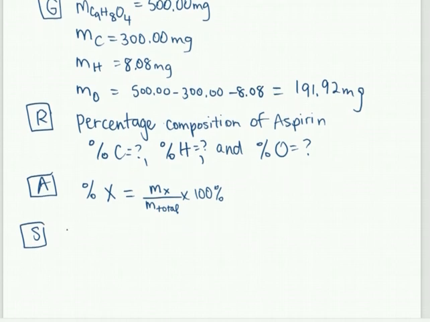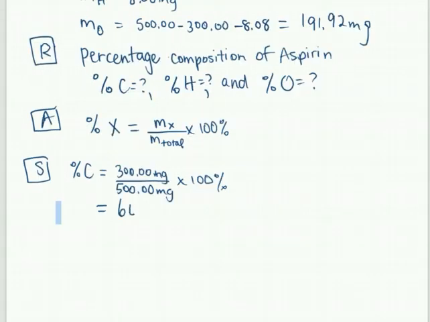I'm going to start with carbon first. I want to find the percent composition of carbon in a sample of aspirin here. So I'm going to take the mass of carbon, which is 300 milligrams, and I'm going to divide by the mass of the total sample, and then multiply by 100. Don't actually multiply by the percentage, just go times 100. So you end up with 60%.